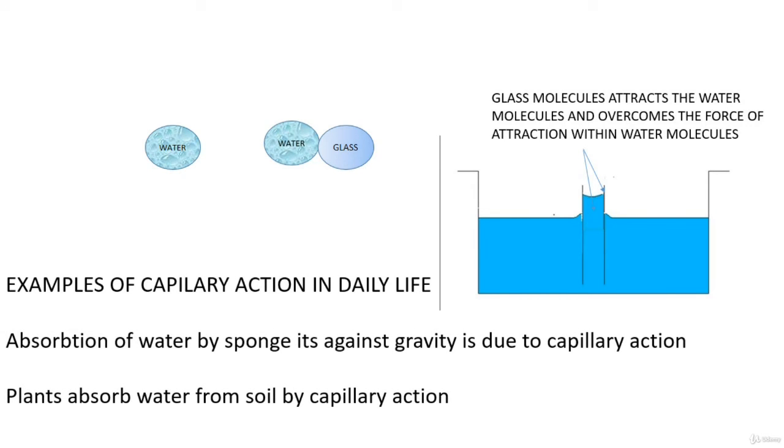Daily life example: absorption of water by a sponge against gravity is due to capillary action. If we place a sponge over the water on the floor, then the water gets absorbed into the sponge. This is actually against the law of gravity. This occurs due to capillary action. Plants absorb water from the soil also by this capillary action. You may have wondered how the water reaches all the way to the top of a coconut tree while traveling all that distance against gravity. This process takes place due to capillary action.